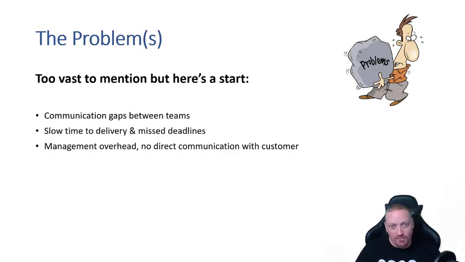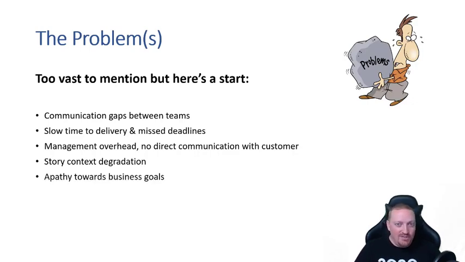The customer told the business that they want this thing, and then you have a whole series of management that has to wrap their head around what the last person in the chain was saying the customer wanted. So, of course, this leads to story context degradation, right? The context of what that overall shared story is often degraded because the teams focus just strictly on their own technical problems that they're trying to deal with. And of course, this can lead to apathy towards the business goals, right? We see a lot of apathy amongst developers.